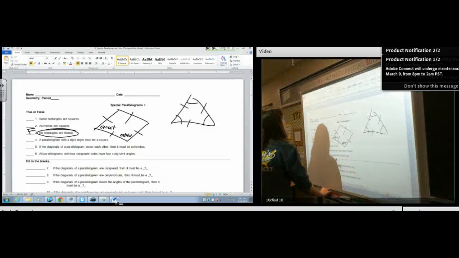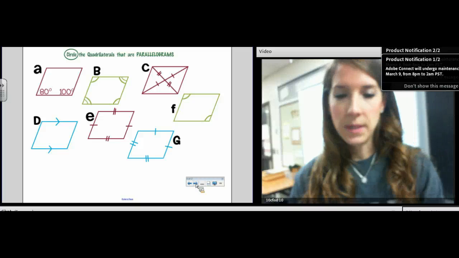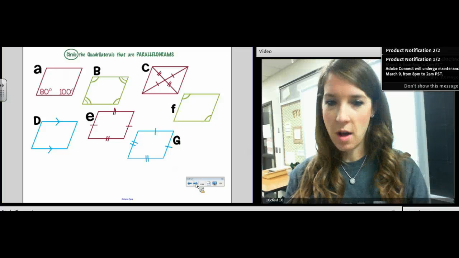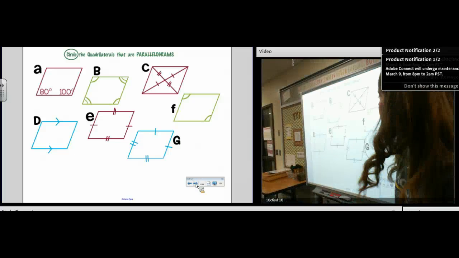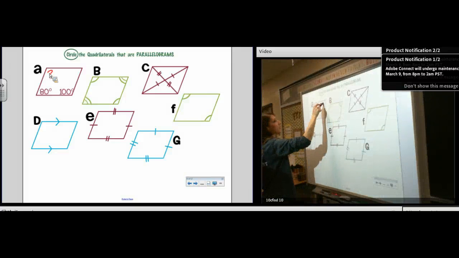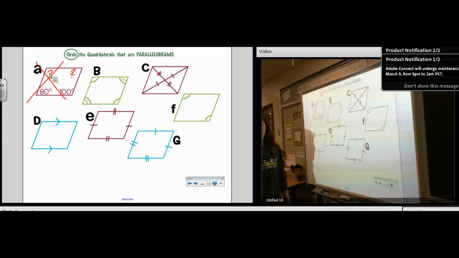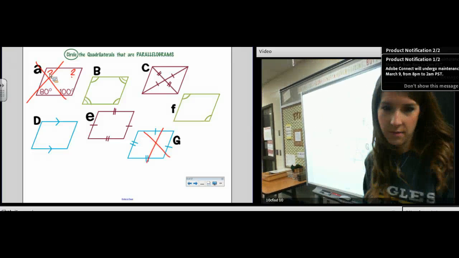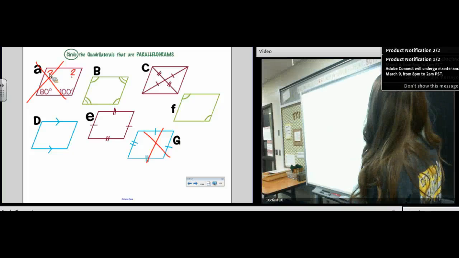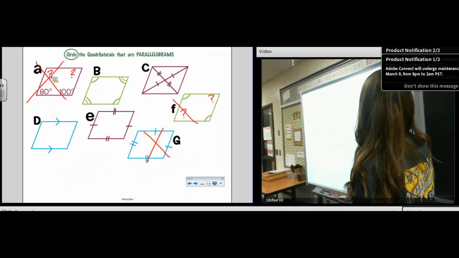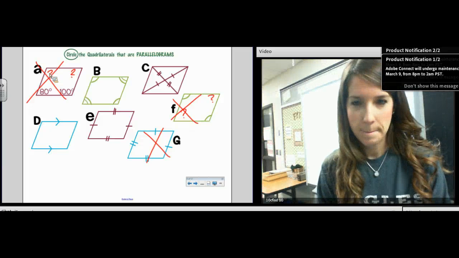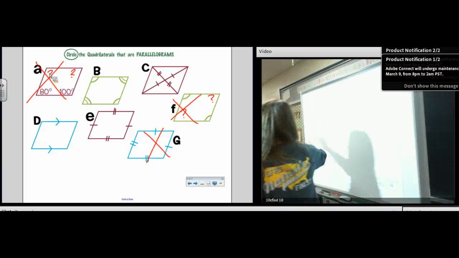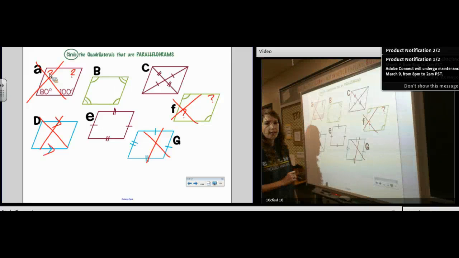Okay, I want you to look at these shapes and decide which ones are parallelograms. Some of them are, and some of them are not parallelograms. You don't have enough information. A is not a parallelogram because I don't know what this angle is and I don't know what this angle is. I don't have enough information. G is not a parallelogram. It's a kite. Very good. F is not a parallelogram because I don't know those 2 angles. One more, guys. You left one out. D is not a parallelogram because I only have 1 pair of opposite sides parallel.